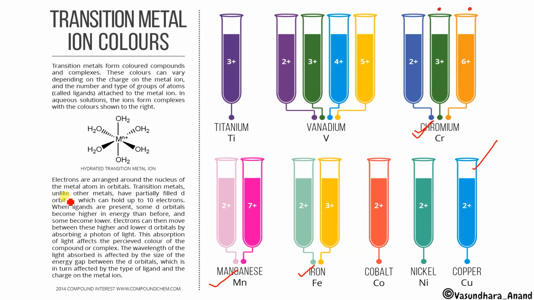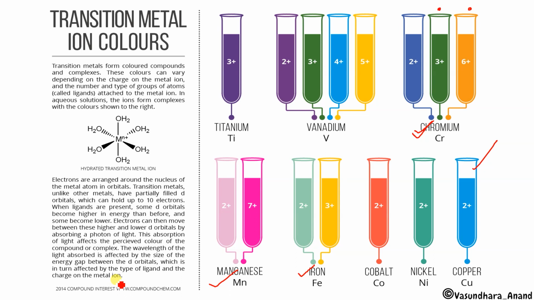When ligands are present, some d orbitals become higher in energy than before, and some become lower because of ligands. They show high spin complex or low spin complex. We know that. Electrons can then move between these higher and lower d orbitals by absorbing a photon of light. This absorption of light affects the perceived color of the complexes. The wavelength of light absorbed is affected by the size of the energy gap between the d orbitals, which is in turn affected by the type of ligand and the charge on the metal ion.